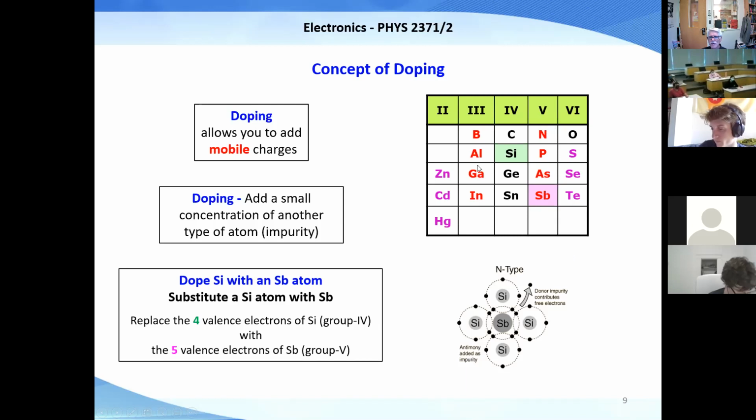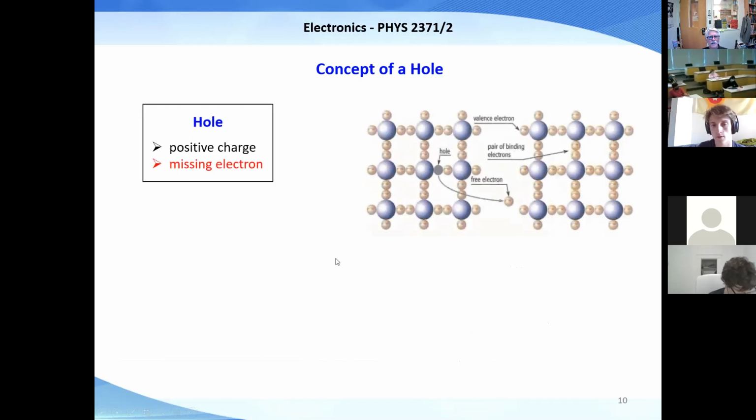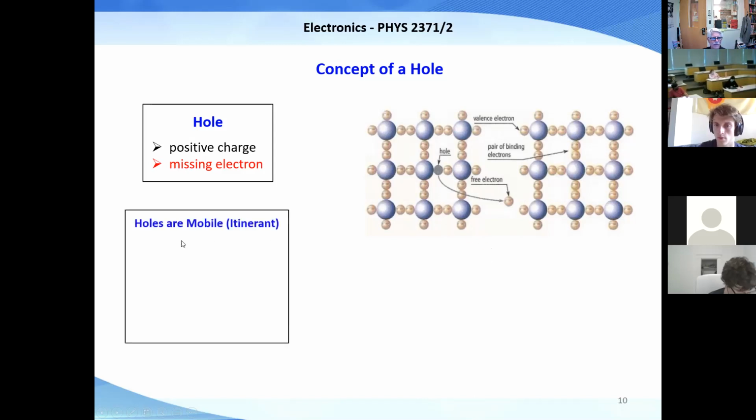Okay, what happens if you put one of these things, group 3, into it? Think about that. When you take a silicon atom out and you put in, say, aluminum. Okay, you get the concept of a positive charge when you do that. It's a missing electron. And these holes are what we call itinerant. They're mobile. An analogy of a bubble.